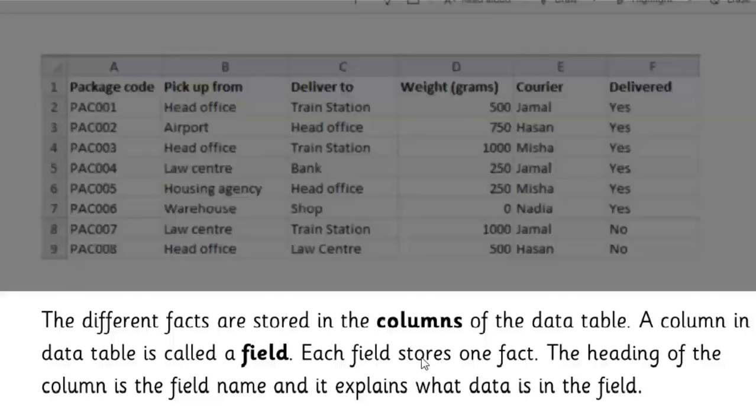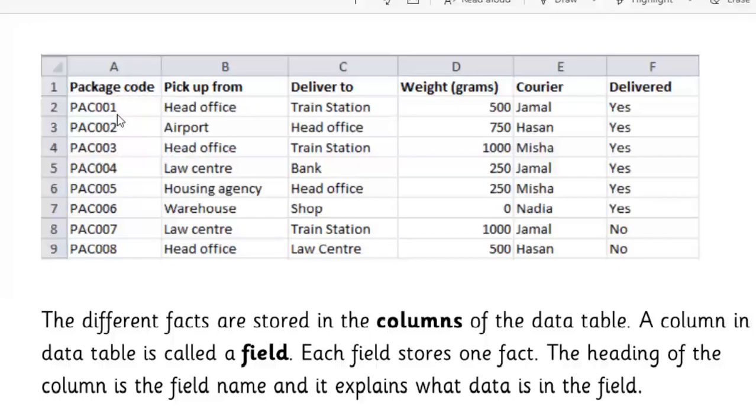So the different facts are stored in the columns of the data table. Let's take the second column, column B, Pick up from. This is where they are going to pick up the package from. The first one is going to pick up the package from the head office. This one is from the airport, this one is from head office, low center, and so on. So a column in a data table is called a field. What you see in front of you, this column is called a field, and it represents different data.